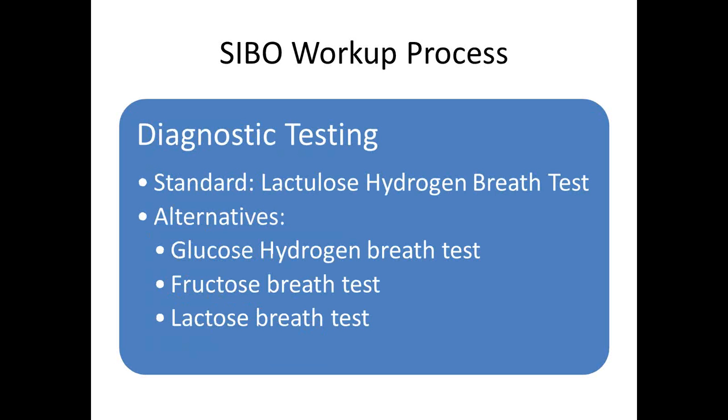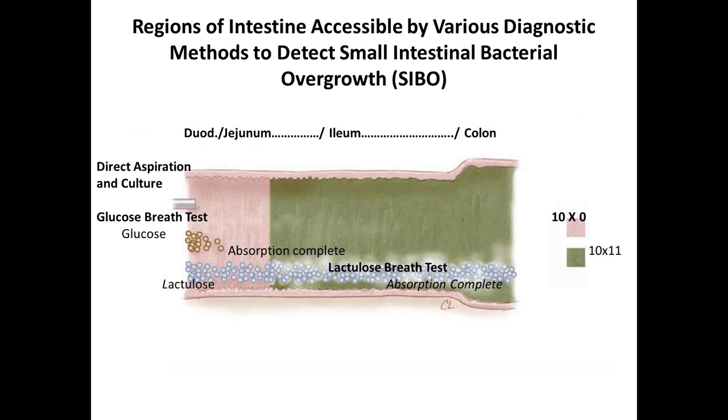So that leads us to the standard testing that we do, lactulose hydrogen breath test, and then there's some alternatives listed here as well. So here's how lactulose breath testing is intended to work. We have a patient swallow lactulose, and generally there is no lactulase enzyme in the small intestine to hydrolyze lactulose, which is a sugar. Therefore, it's usually transported intact to the colon, where it's metabolized by the colon bacteria.